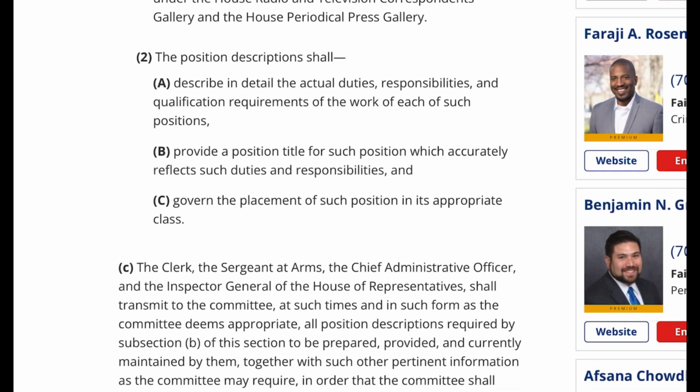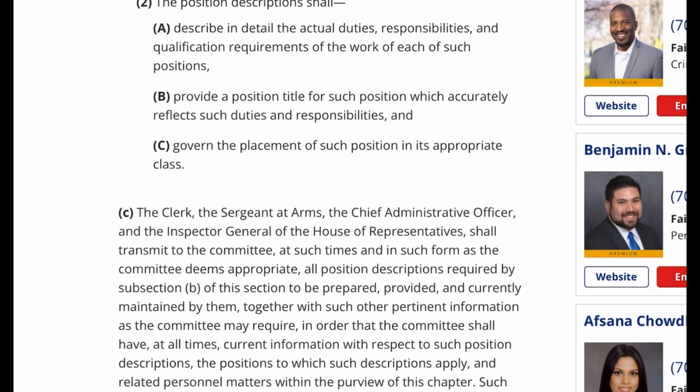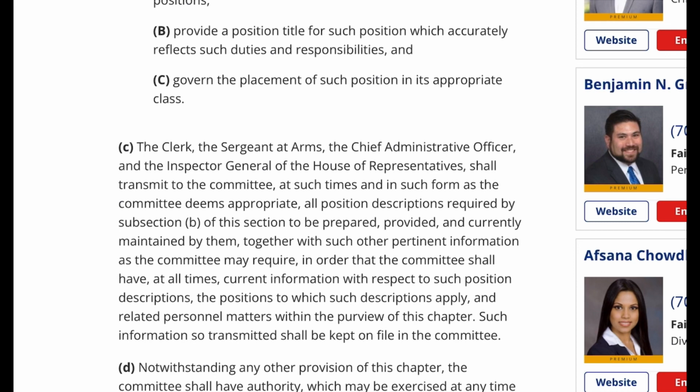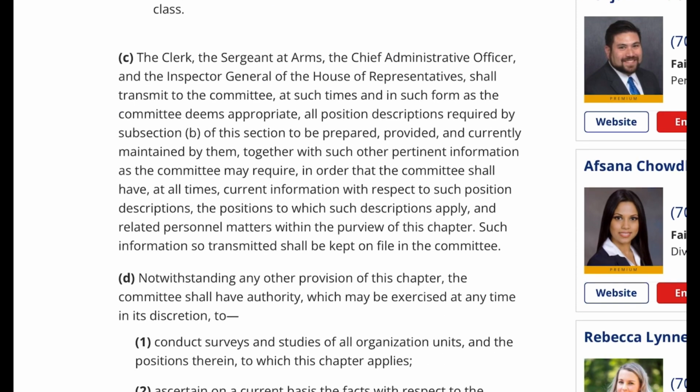C. The clerk, the sergeant at arms, the chief administrative officer, and the inspector general of the House of Representatives shall transmit to the committee, at such times and in such form as the committee deems appropriate, all position descriptions required by subsection B of this section to be prepared, provided, and currently maintained by them, together with such other pertinent information as the committee may require, in order that the committee shall have, at all times, current information with respect to such position descriptions, the positions to which such descriptions apply, and related personnel matters within the purview of this chapter. Such information so transmitted shall be kept on file in the committee.